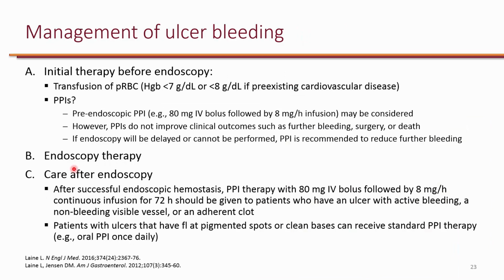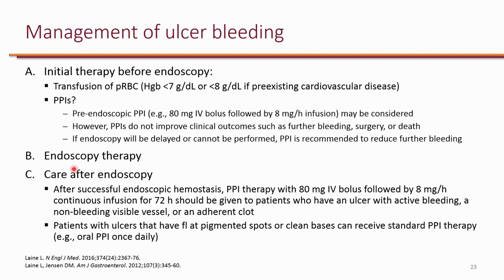Initial therapy before endoscopy. So obviously the main strategy for stopping the bleeding is endoscopy. So the question is, what should we do before the patient actually gets the endoscopy? Because the patient needs to be hemodynamically stable. So again, transfusion of packed red blood cells with the same cutoff: hemoglobin less than 7 in general, or less than 8 if the patient has pre-existing cardiovascular disease.